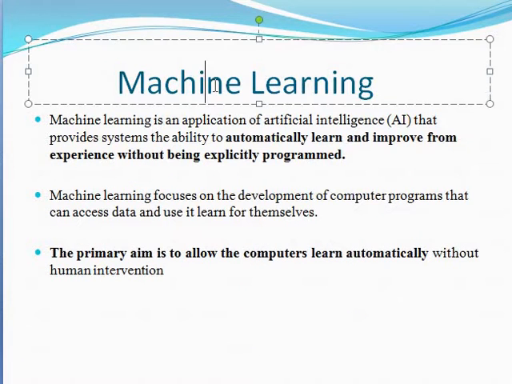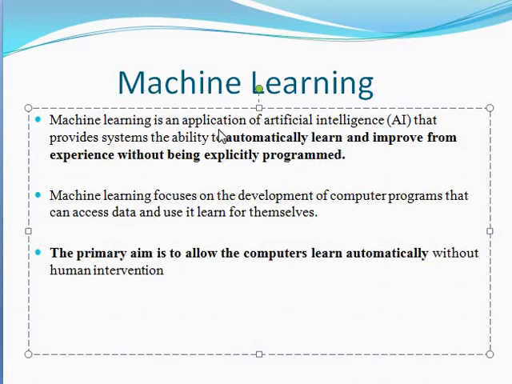The next technology we're going to see is machine learning. Machine learning is a subset of AI, that is, an application of AI. What is machine learning? Machine learning is where the computer can program itself without the intervention of humans. The machine can learn from past experiences without human intervention. The primary aim is for computers to learn automatically.